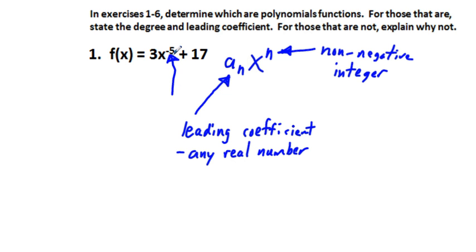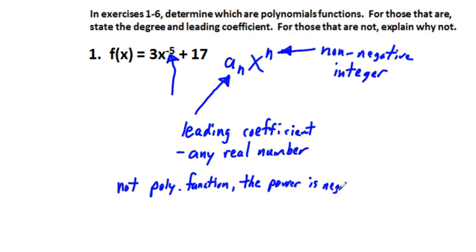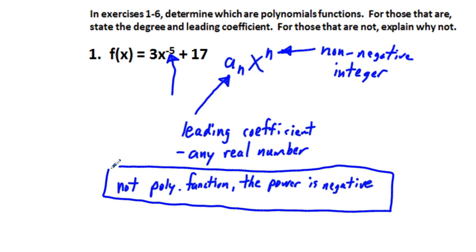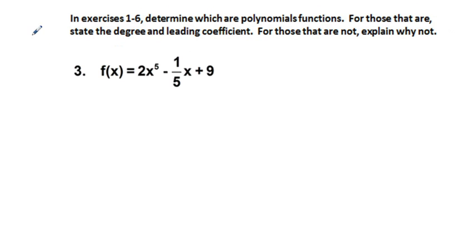And so in this case, in number 1, this is to the negative 5th power. So this one is not a polynomial function. I'm going to abbreviate polynomial function. And why is that? The problem says, for those that are not, explain why: the power is not a non-negative integer. In fact, the power is negative. So, not a polynomial function, the power is negative. That's problem number 1.